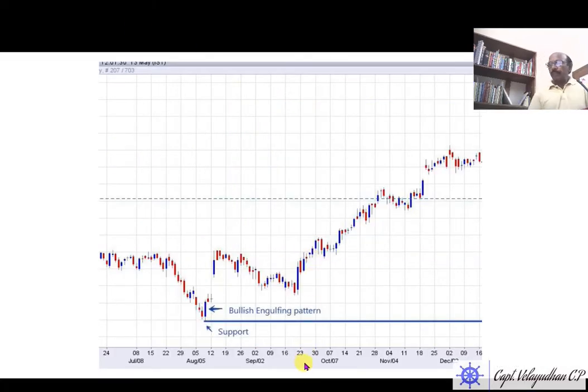This is a bullish engulfing. The market was having a downtrend. The preceding candle was red, and here the market opened and made a good move, engulfing this candle and this candle. Two candles are engulfed.